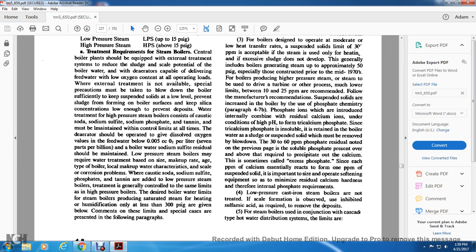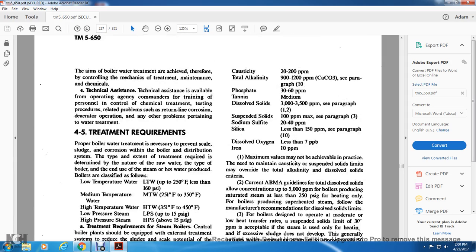Low pressure steam boilers require water treatment based on size, the age, and the type of the boiler, and the local makeup water characteristics, scale, and corrosion problems. With caustic soda, sodium sulfite, phosphate, and tannin, low pressure steam boiler treatment is generally controlled with the same limits as high pressure boilers. Desired boiler water limits for steam boilers producing saturated steam for heating and humidification at less than 3,000 psig are given below. Comments on these limits of special cases are presented in the following paragraphs. Caustic, total alkalinity, phosphate, tannin, dissolved solids, suspended solids, sodium sulfate, silica, dissolved oxygen, and iron.